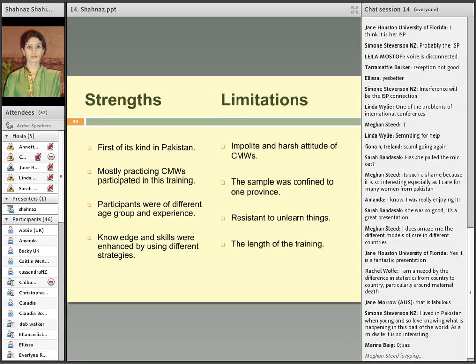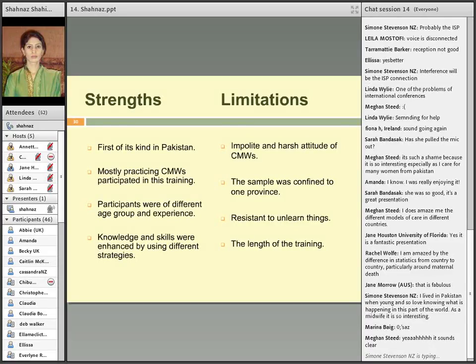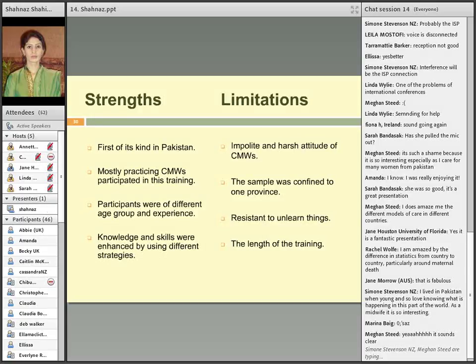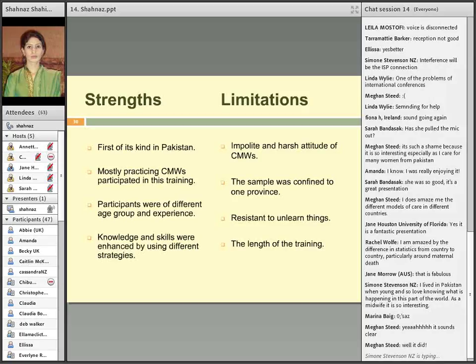The limitations: since these 70 midwives have only had an 18-month training, they have not been in any other professional education. So their attitude and communication was a bit impolite, and their attitude was harsh at times, because they resisted change. The sample was confined to one province, so this was sort of a pilot. We could call it a pilot because we just tried to do the intervention in one province and then replicate if things go fine. And these CMWs were resistant to unlearn things.